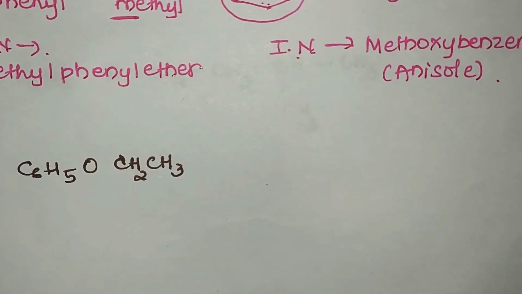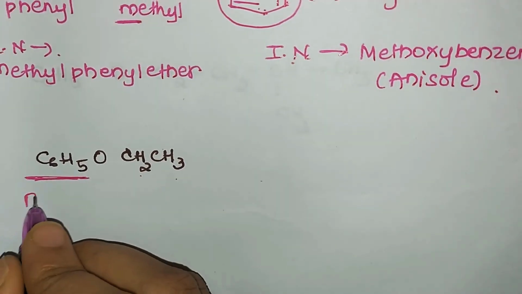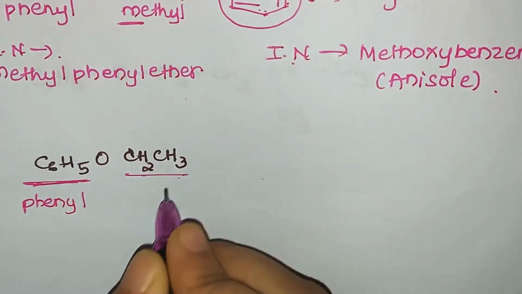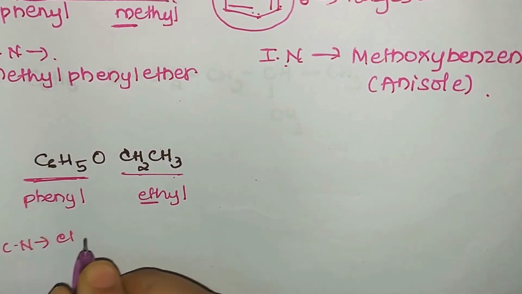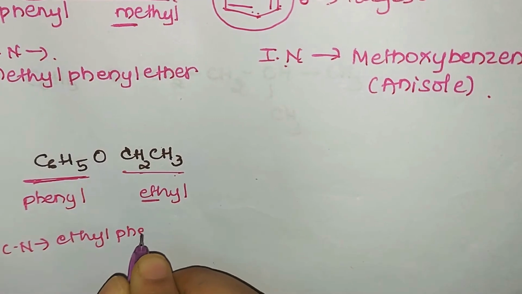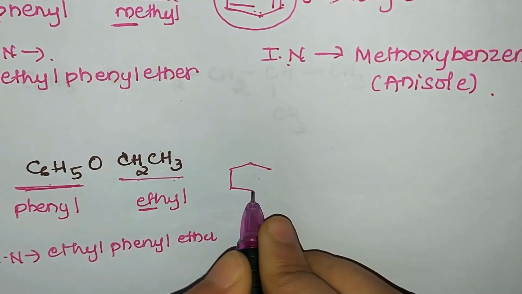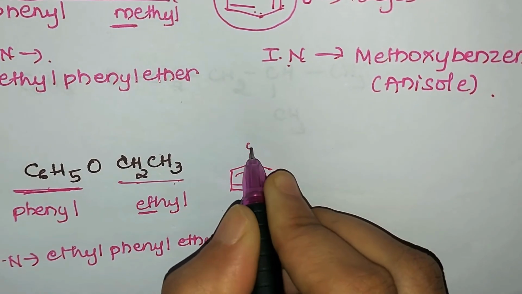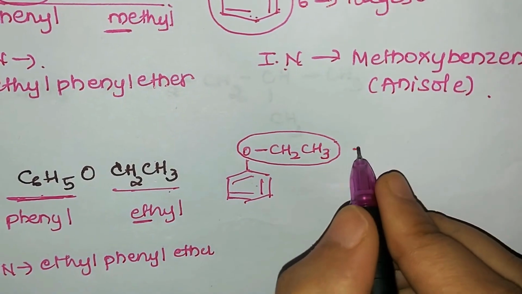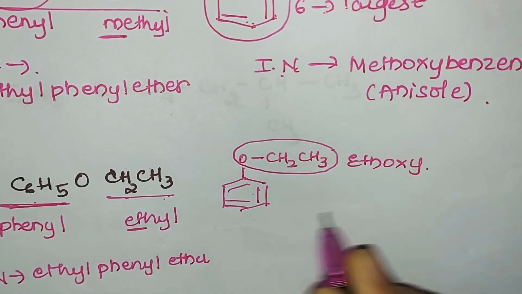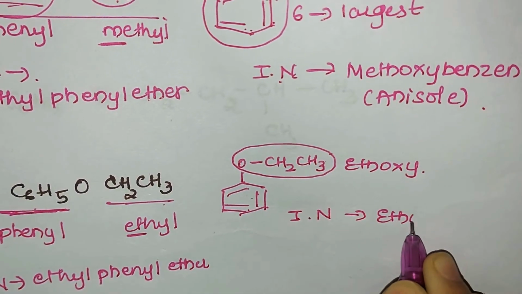Go with the next example. In the next example you have C6H5OCH2CH3. C6H5 is the phenyl group, CH2CH3 is the ethyl group. Alphabetically E comes first, hence the common name here will be ethyl phenyl ether. And for the IUPAC name, the largest is the benzene ring, C6H5. It has OCH2CH3. The benzene ring has 6 carbon atoms, OCH2CH3 has 2 carbon atoms, hence it is the prefix ethoxy. It is attached to benzene, thus the IUPAC name in this case will be ethoxybenzene.